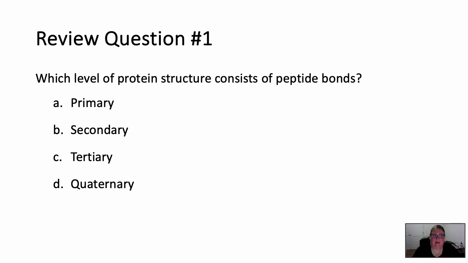So review question number 1 says, which level of protein structure consists of peptide bonds? Is it the primary structure, A, B, secondary structure, C, tertiary structure, or D, quaternary structure? So take a minute, pause the video, and see if you can find the answer.